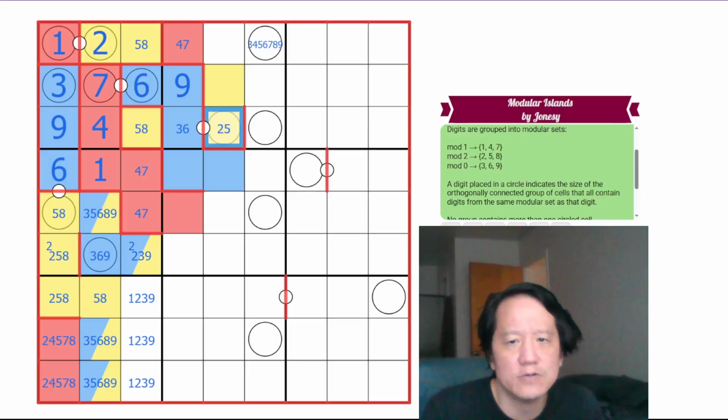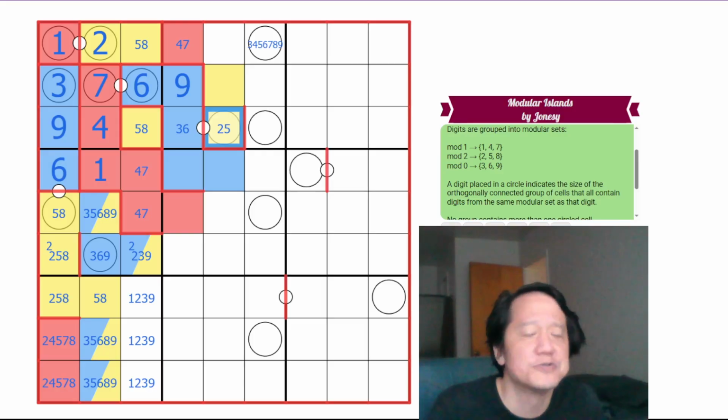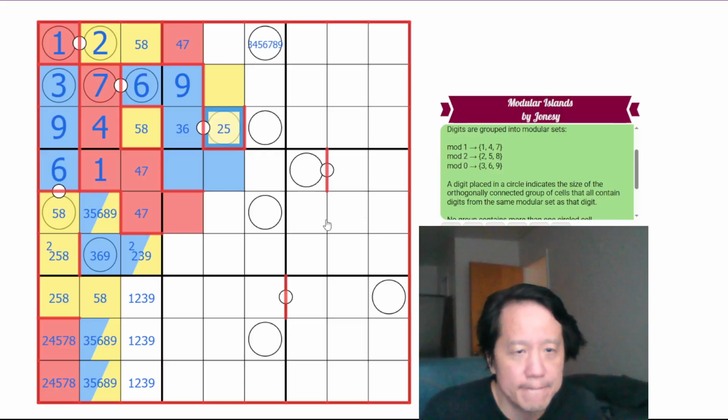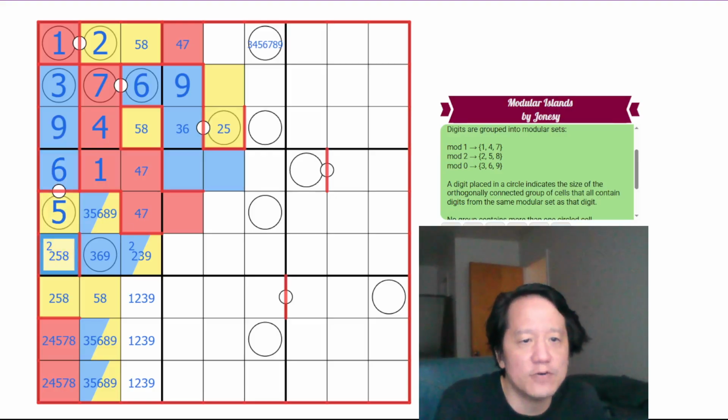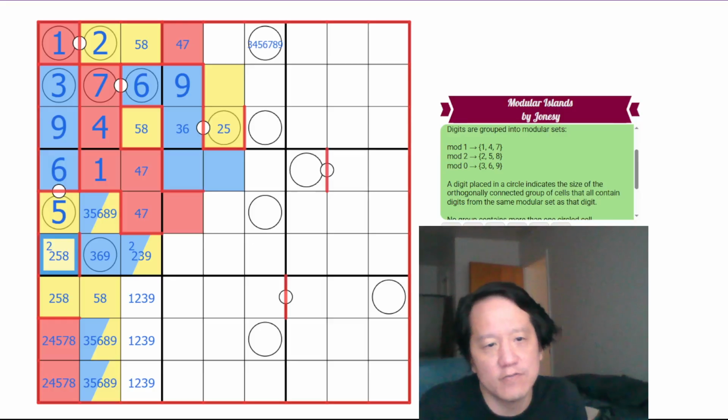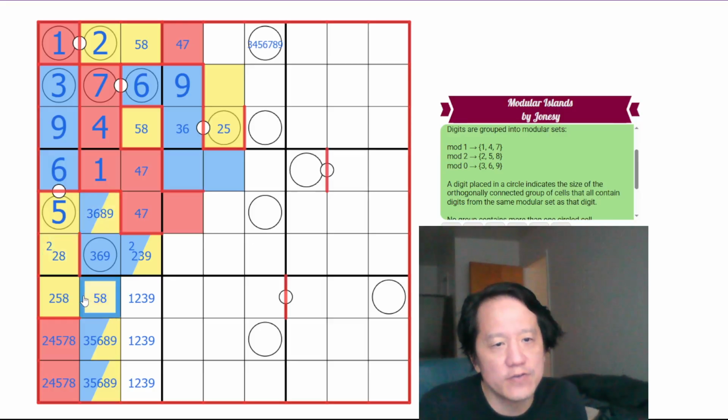This could be 8 also. Oh no, it's consecutive with 3 or 6. I keep forgetting that. 6 is consecutive with 5 out of 5 or 8, so that's 5. No 5 here, no 5 here.